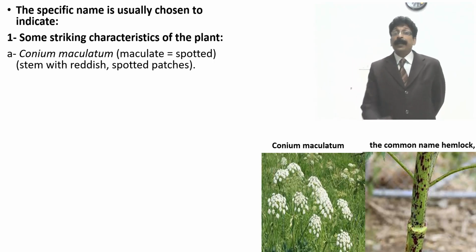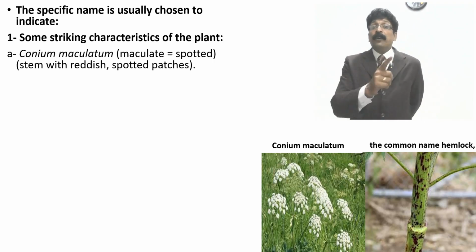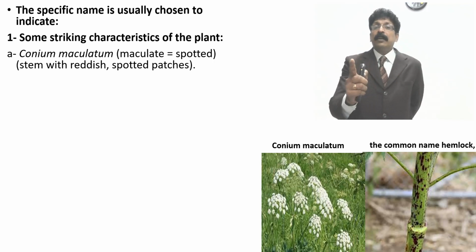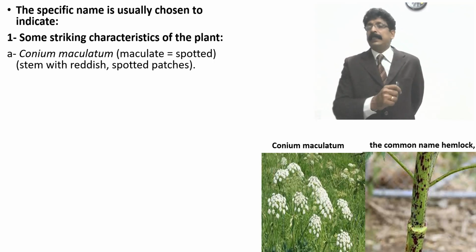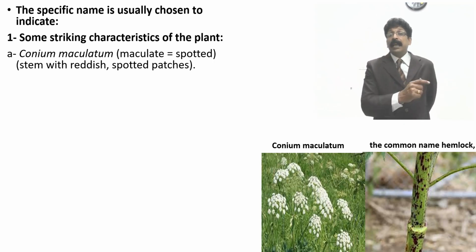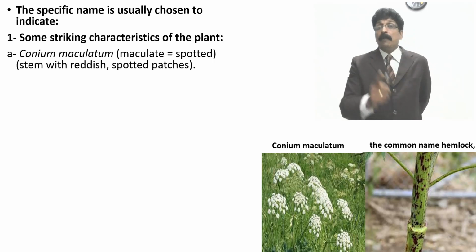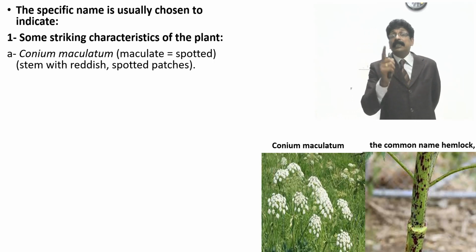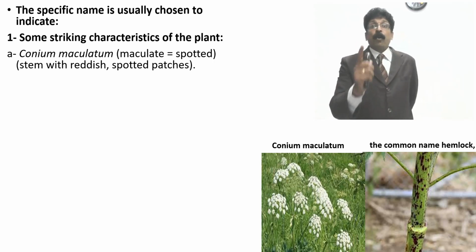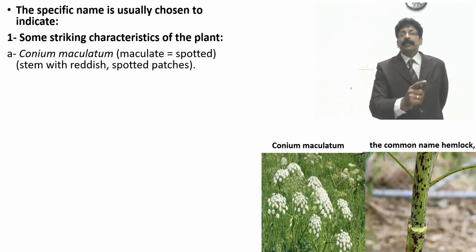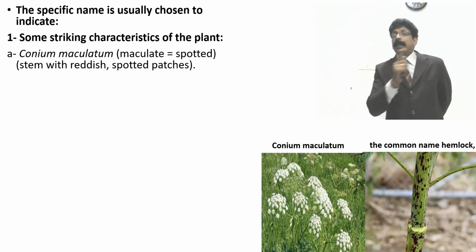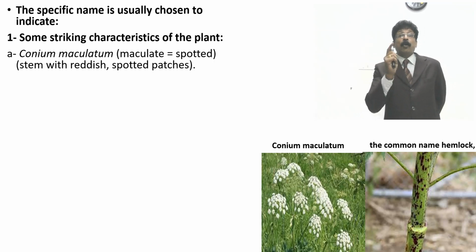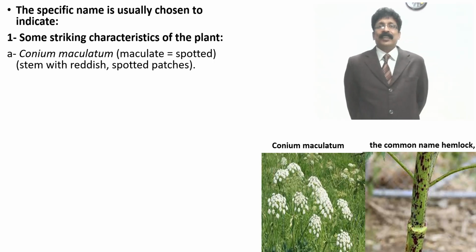Previously, Ledgeriana for Cinchona ledgeriana was the name of Charles Ledger; from there they took the species name. Here the species name is given for a morphological characteristic we have seen in the plant. There are red spots, which can be called maculate. The name maculate means spotted. So that's why they have given the name Conium maculatum. So this is one example.